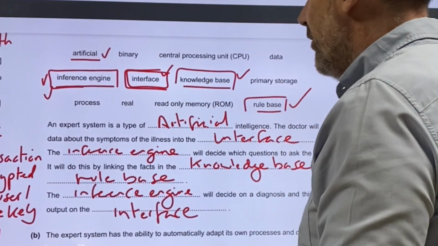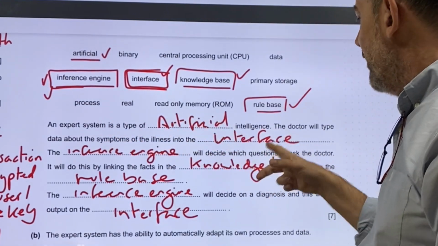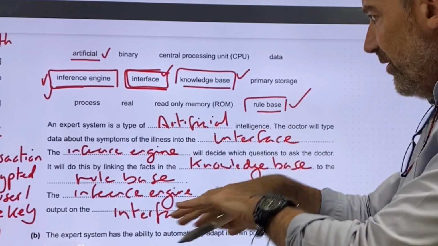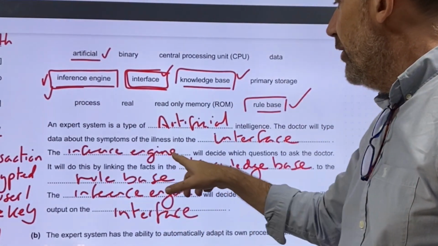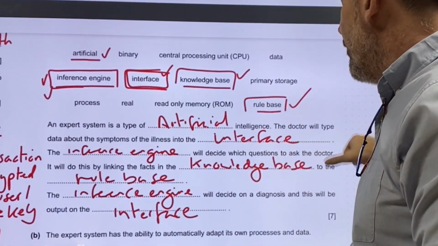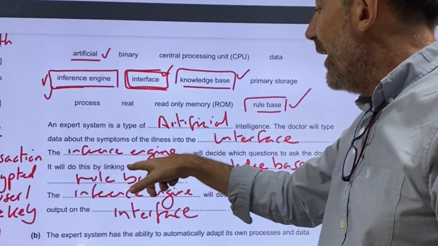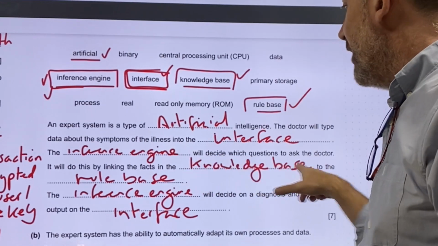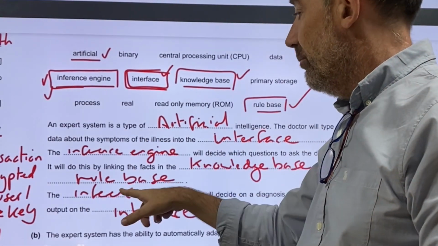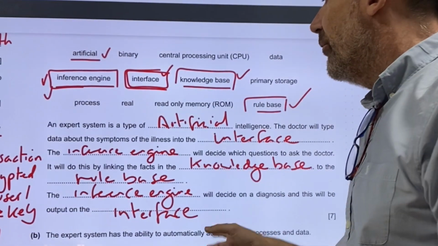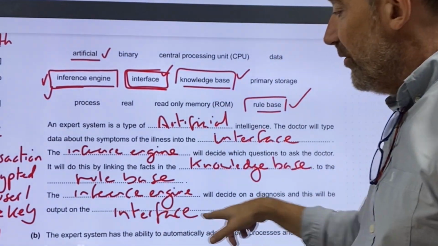Okay, 7 marks. So an expert system is a type of artificial intelligence. The doctor will type data about the symptoms of the illness into the interface. The inference engine will decide which questions to ask the doctor, sort of the artificial intelligence bit. It will do this by linking the facts in the knowledge base to the rule base. The inference engine will decide on the diagnosis, and this will be outputted back through the interface.